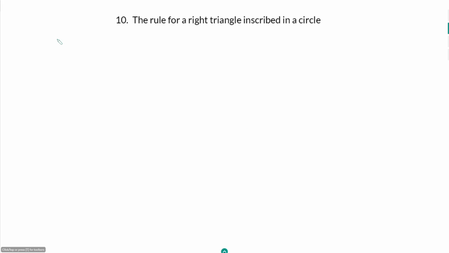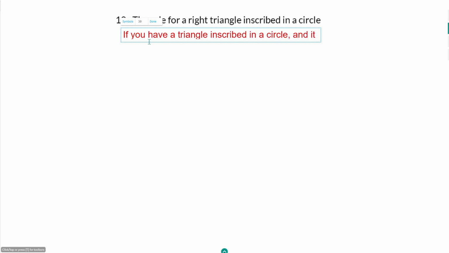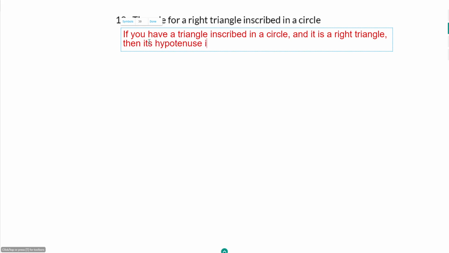A rule for a right triangle inscribed in a circle. So first, what does inscribed mean? Inscribed means a triangle where all 3 of its vertices touch the edge of the circle. So if you have a triangle inscribed in a circle, and it is a right triangle, then its hypotenuse is the diameter of the circle, and vice versa.